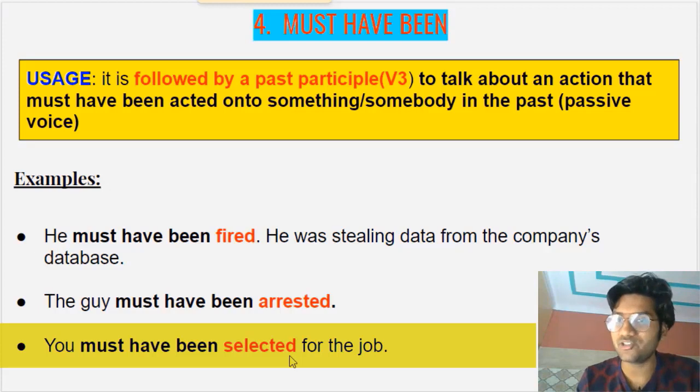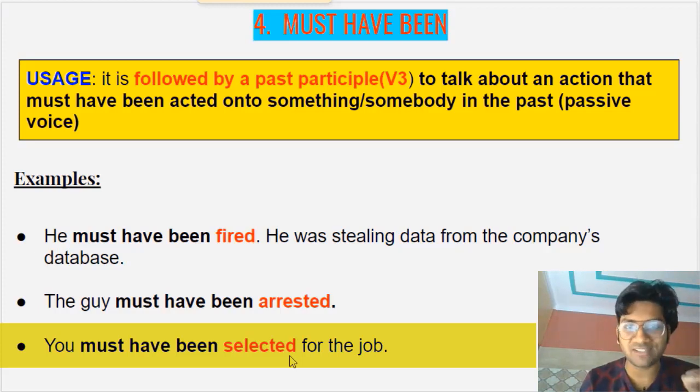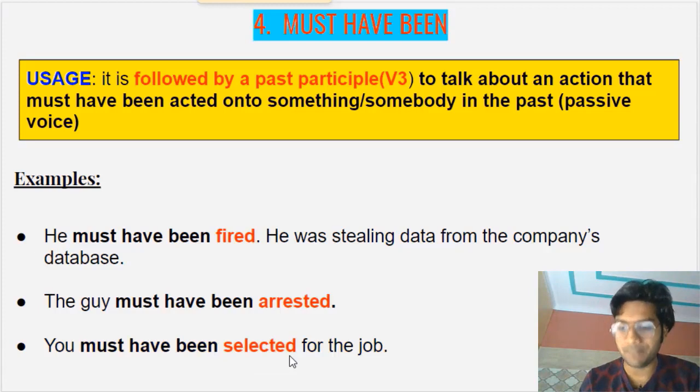You're not doing this action. Somebody else must have done it. The interviewers must have selected you for the job. Active voice. You must have been selected for the job by the interviewers. I'm quite confident about it, though I don't know it for a fact. I'm guessing it with a lot of confidence. I'm quite certain about it. That's how we use must have been.